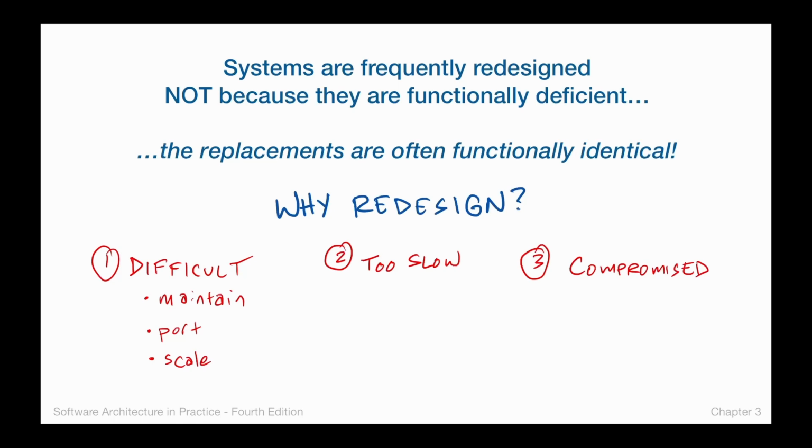So those are some of the reasons you might redesign a system, and that's why we need to be considering our quality attributes at the beginning so that we don't run into these things down the road. We want to try and prevent these. So that's why we're thinking about quality attributes as we are looking at our system architecture.